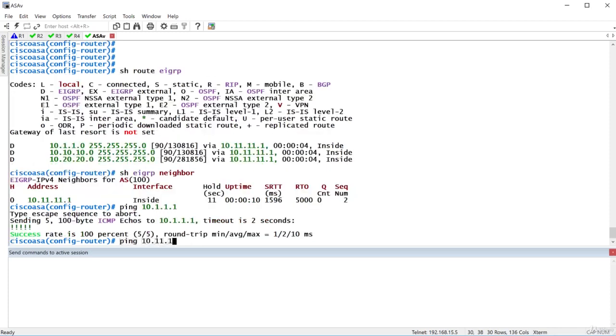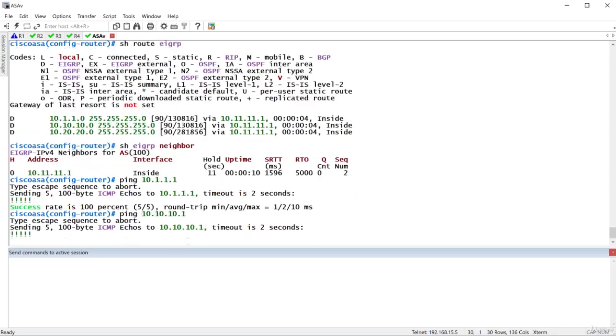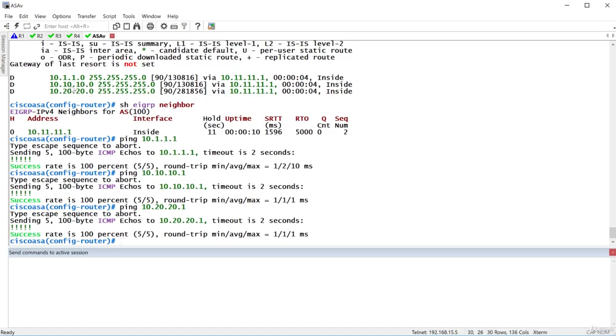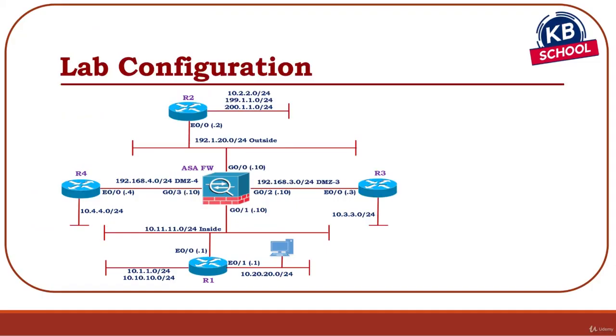I can ping 10.10.10.1, which is also behind R1, 10, 20, 21. Those are these networks that I have behind router 1 over here. So I have reachability to these routers.